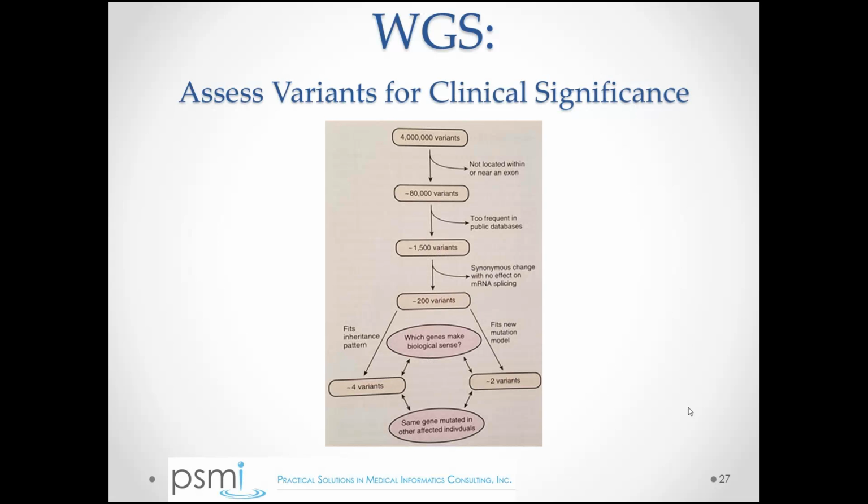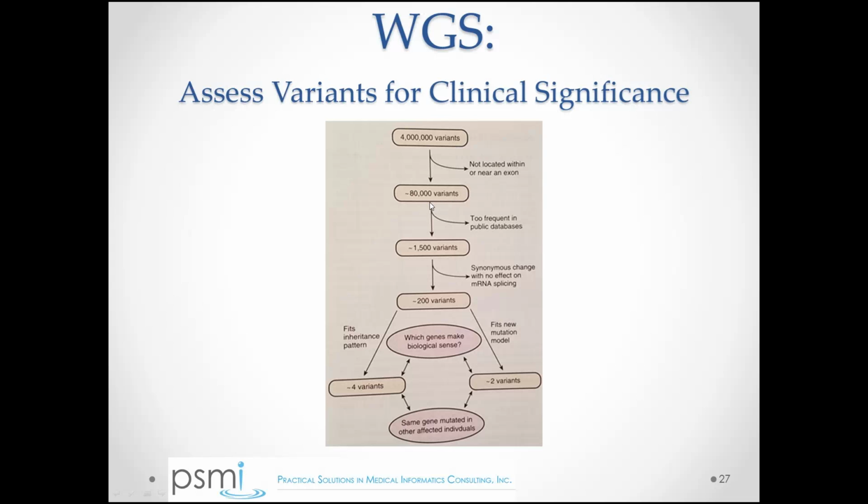And this filtering scenario is taken out of Nussbaum's textbook of clinical genetics, and it's a representative filtering scenario that we might use as a basis in our patient under study, where we find 4 million variants, and if we exclude those variants that are not within or near an exon, that might leave us with, for instance, about 80,000 variants.